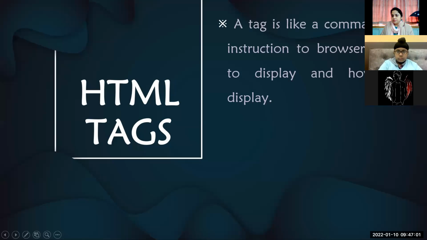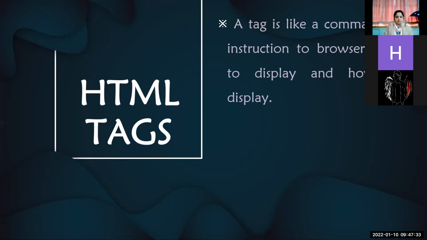A tag is like a command. It is like a command or instruction that we give to the browser to display or how to display, what to display or how to display. We are giving the commands like bold command, B tag we are using, I tag we are using, underline tag we are using to instruct the browser to display the text in bold. I tag we are using to give command to the browser to display the text in italic. So we are giving commands by using tags to the browser to display the text or what to display or how to display.